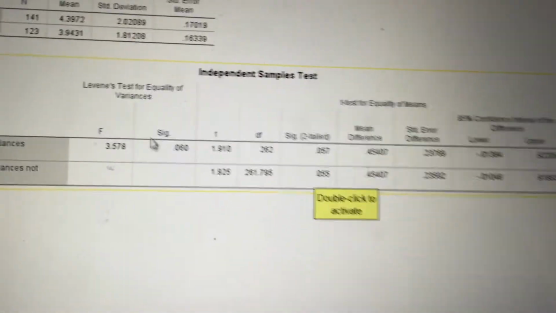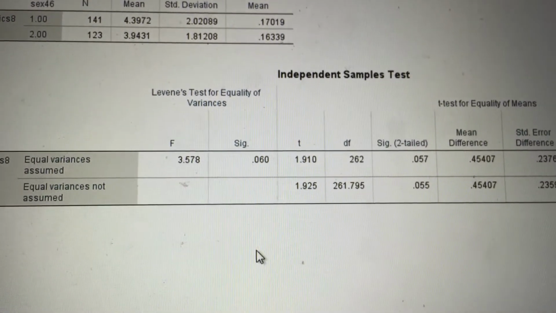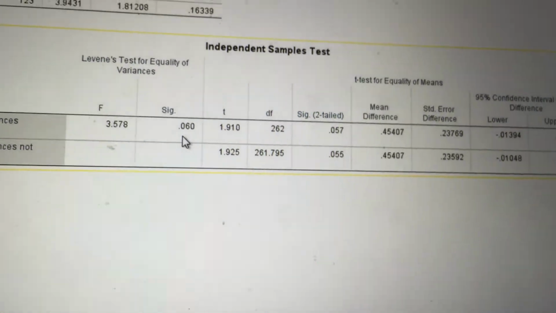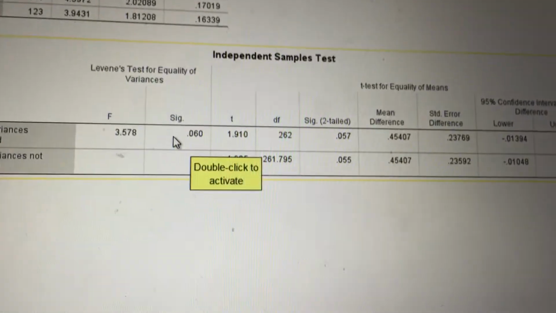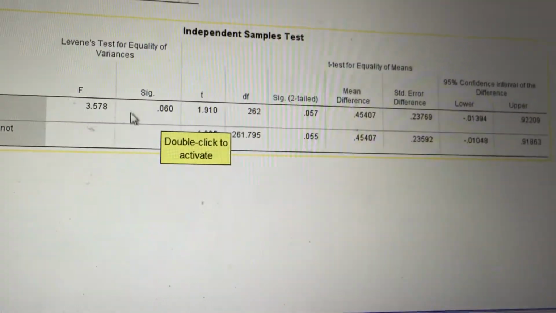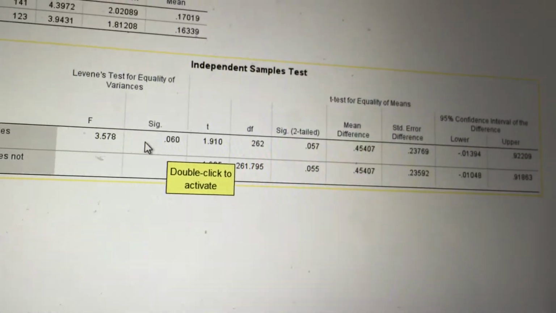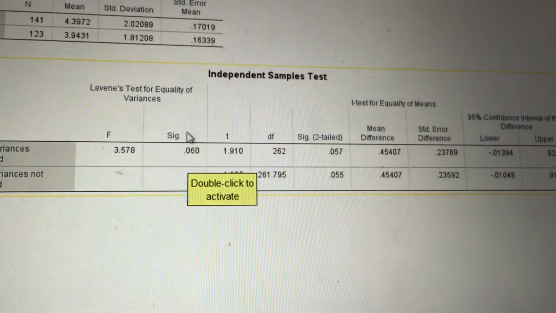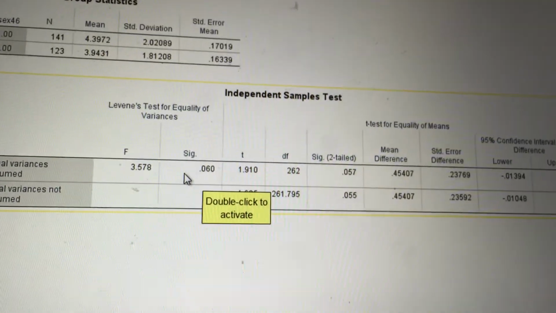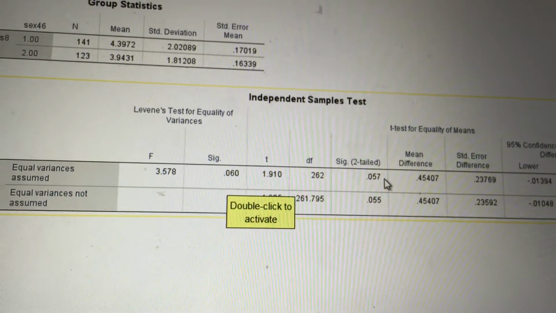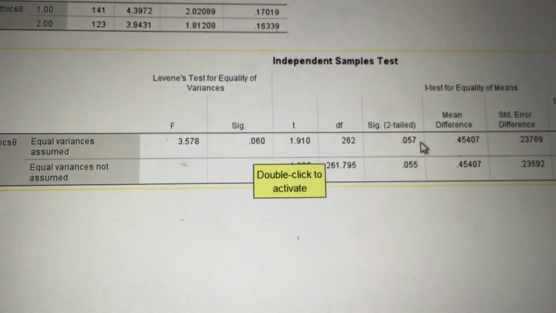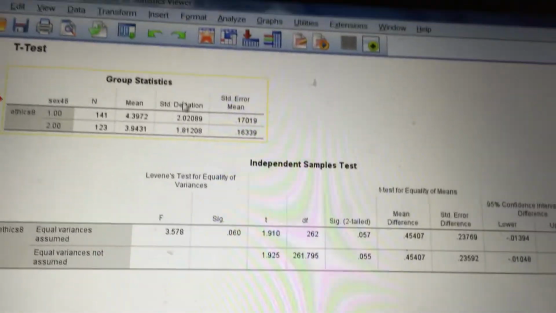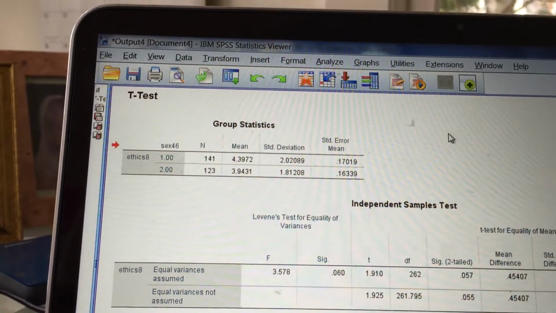If one of these was statistically significant, we would come over and look at the Levene's test for equality of variances, and that would determine whether we use the top or the bottom two-tailed sig. If it's 0.05 or less, we would use the bottom. If it's greater than 0.05, as this one is, we would use the top number. 0.057 is certainly greater than 0.05, although just barely, but we would say we do not have a statistically significant difference between these two groups at the 95% confidence level.